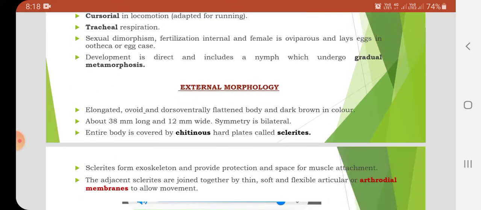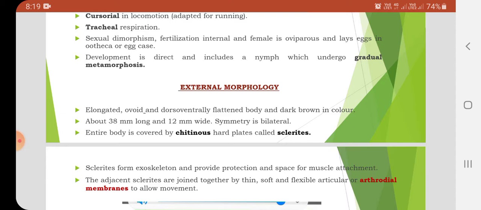Now we talk about the external morphology of cockroach. The body of the cockroach is elongated, ovoid, dorsally flattened and dark brown in color. It measures about 38 mm long and 12 mm wide. Symmetry is bilateral.